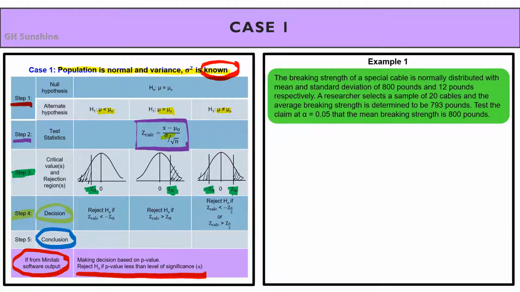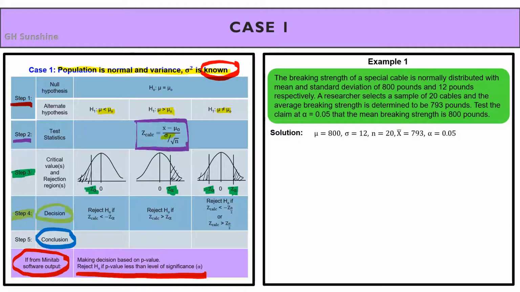Look at the first example. The breaking strength of a special cable is normally distributed with mean and standard deviation of 800 pounds and 12 pounds respectively. A researcher selects a sample of 20 cables and the average breaking strength is determined to be 793 pounds. Test the claim at alpha equal to 0.05 that the mean breaking strength is 800 pounds. First, based on this example, list all the information.